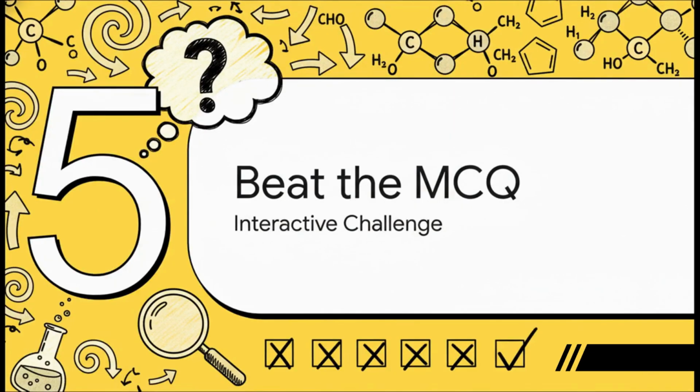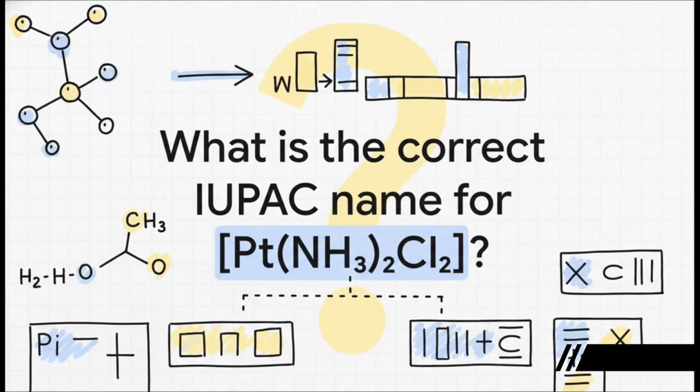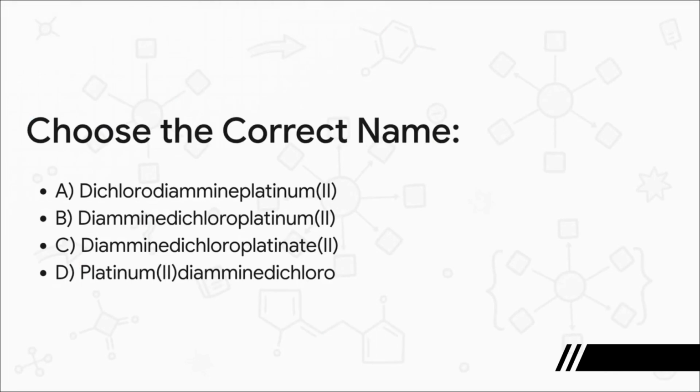Okay, you have the rules, you have the system. Let's put it to the test, CUET style. I'm about to show you a question that could be ripped straight from your exam paper. Here it is, the same complex we just looked at. Let's find the correct name. Here are your options. Let's break it down with our system.